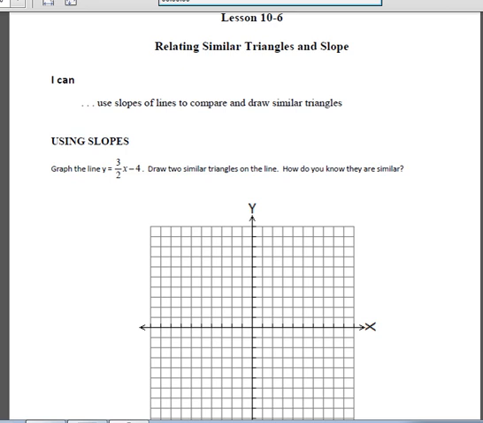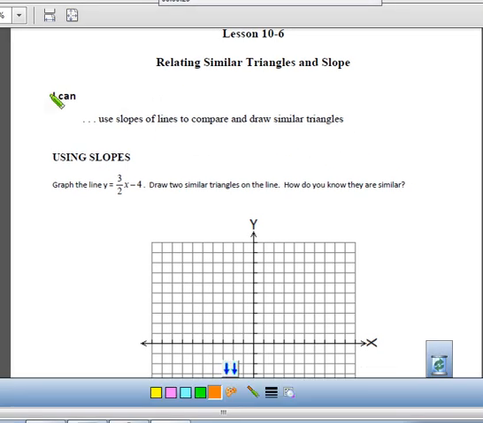This is the final lesson for topic 10, and this is about relating similar triangles and slope. This begins on page 32 from your notes packet. Let's take a look at the lesson target. I can use slopes of lines to compare and draw similar triangles.